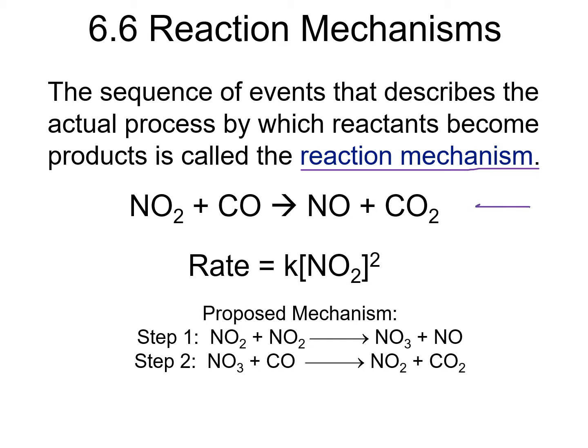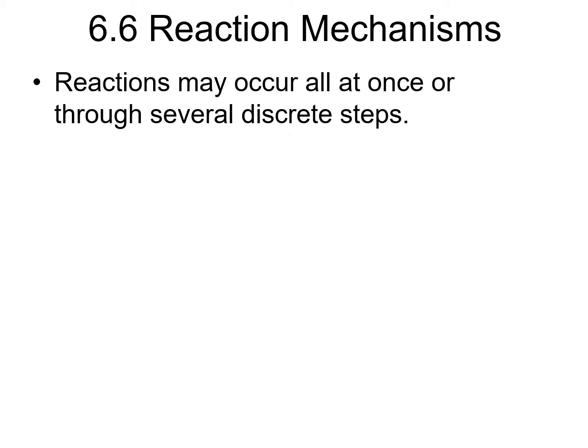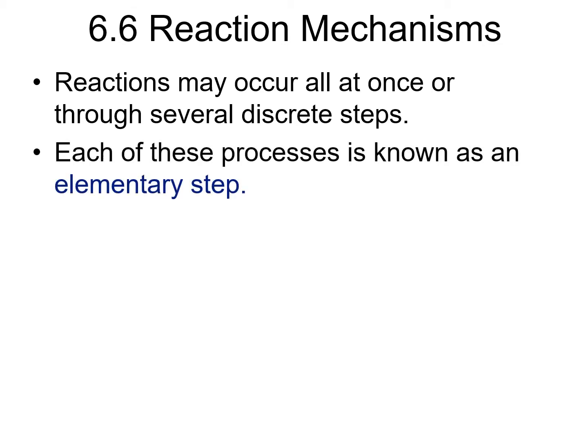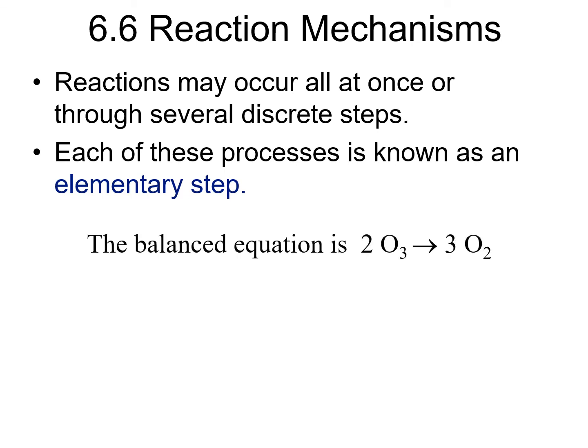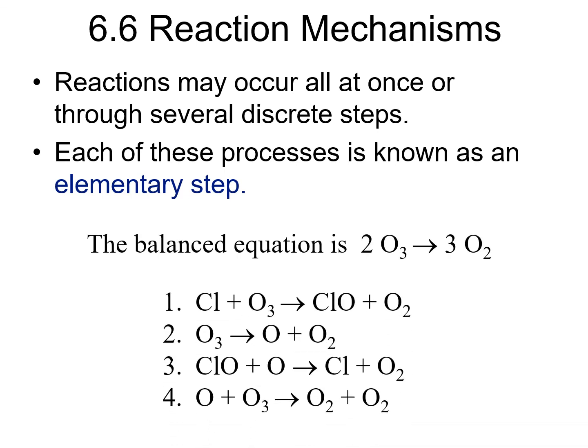Here's our overall equation, here's a rate equation, and here are some elementary steps. We'll get into that in a little bit. Before we do, reactions may occur all at once or through several discrete steps. Each of these steps is known as an elementary step. So if you have a balanced equation and a whole bunch of steps that reduce down to make this balanced equation, by canceling out things that are in common, these are the elementary steps.